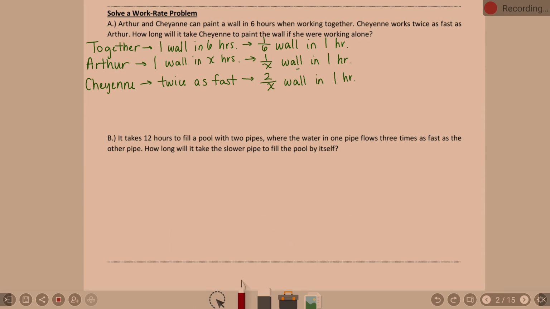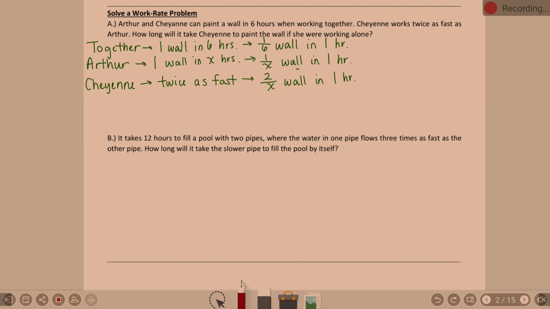Now, I need an equation. Together they can do 1/6 of a wall in an hour. Individually, Arthur can do 1/x, Cheyenne can do 2/x. Do you see the equation I can set up? Think about it. We have together, and we have Arthur, and we have Cheyenne. What Arthur can do in an hour, plus what Cheyenne can do in an hour, should equal what they can do together in an hour.